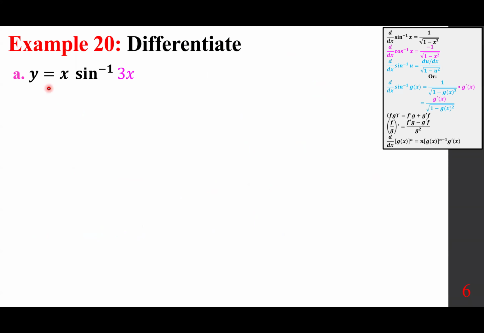We're going to differentiate this, and we notice it's the product of x and sine inverse. We put a multiplication in between, and we call it f times g, which is f prime g plus g prime f. So f prime is simply 1 times g, which is sine inverse of 3x, plus g prime. The derivative of sine inverse of x is 1 over the square root of 1 minus x squared. If it happened to be u, we say du/dx over the square root of 1 minus u squared. Or if you call it g of x, it is 1 over the square root of 1 minus g of x quantity squared, times g prime. So we are going to put it in this format.